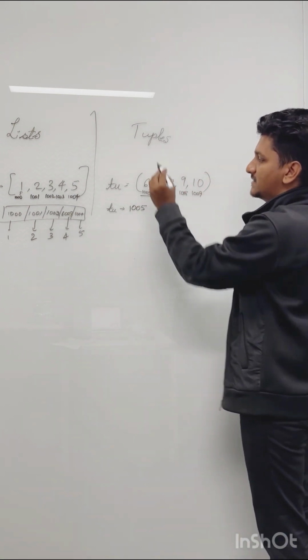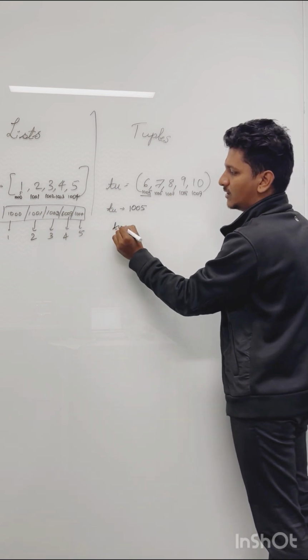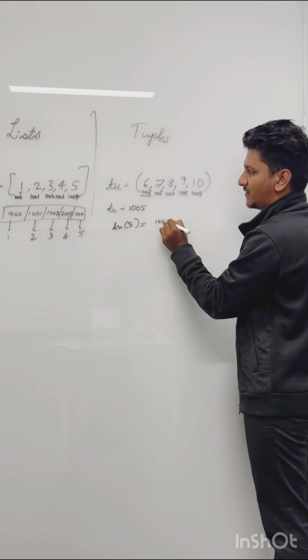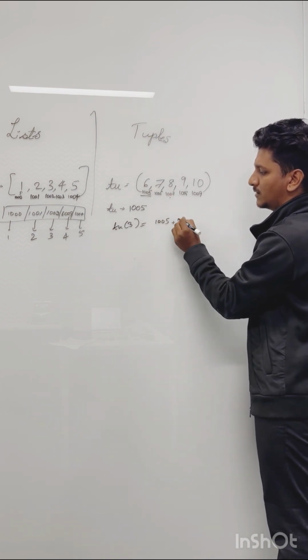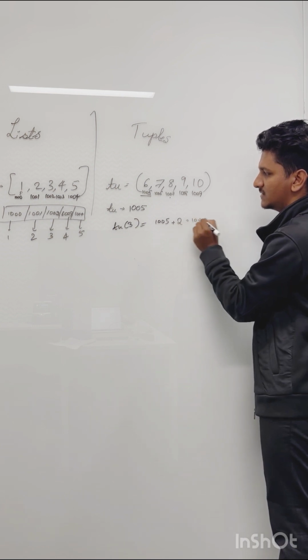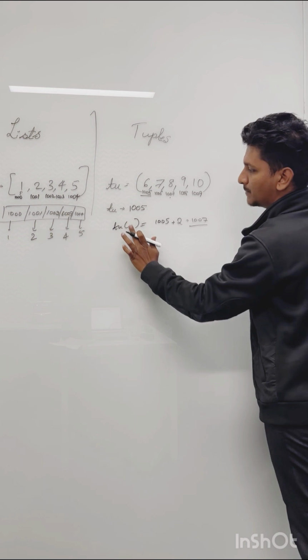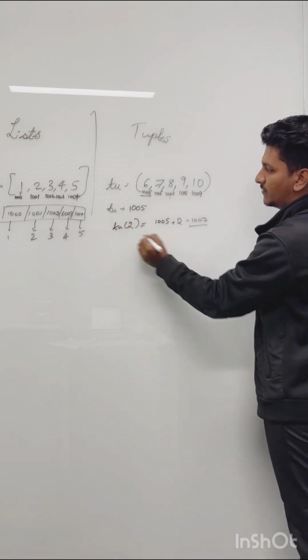Since tuple just has the address of first element, so if I have to go to tuple of 2, it will be 1005 plus some offset 2, it will be 1007. So 0, 1, 2, tuple of 2, it will be 1007. So tuple of 2 will be 8.